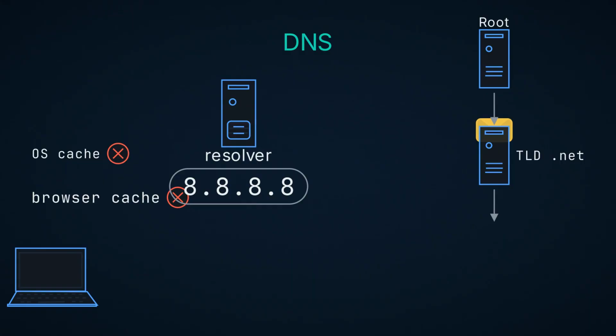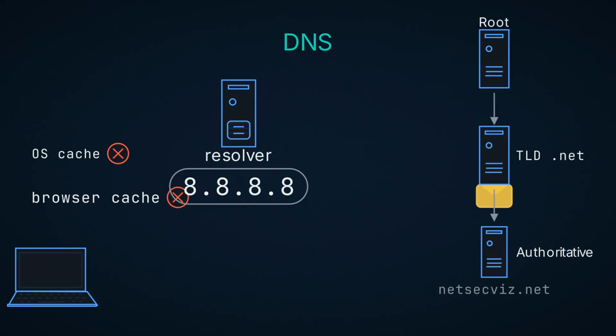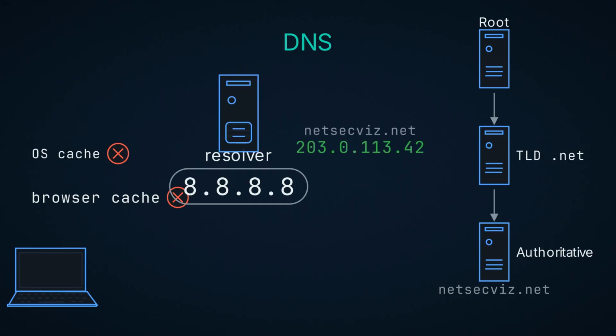The TLD server does not know the exact answer either, but it knows who is authoritative for netsekviz.net, the one server that holds the real record. That authoritative server finally hands back the IP after a brief sequence of hot potato. Root to TLD to authoritative. 3 hops to turn a name into a number.